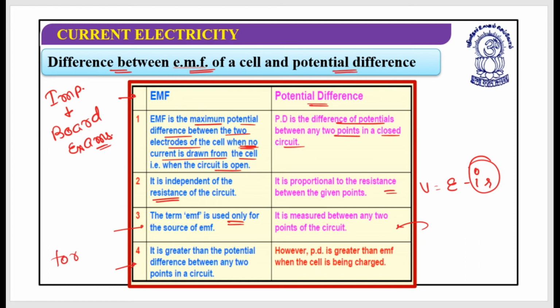This is what we are discussing for the discharging of a cell, and potential difference is greater than EMF when the cell is being charged. Yes, I hope this is clear and you can remember this easily. So let's again look at certain questions.